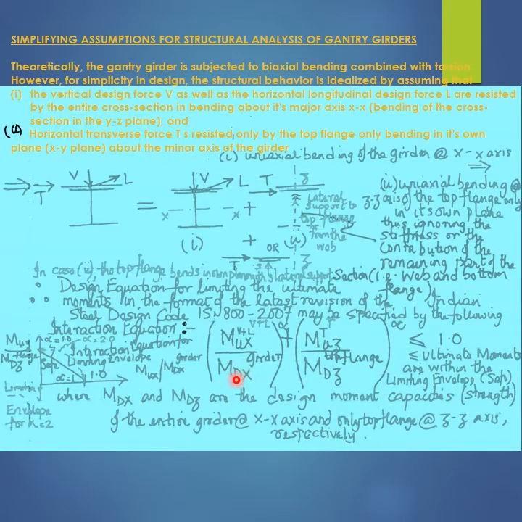denoted as capital M subscript D X, where the subscript capital D signifies the design moment, while the subscript X signifies that the design moment M subscript D is about the major axis XX, while the superscript girder signifies that the design moment capital M subscript capital D subscript X is the design moment for the entire girder cross section as depicted in figure on the left hand side, numbered Roman numeral 1.